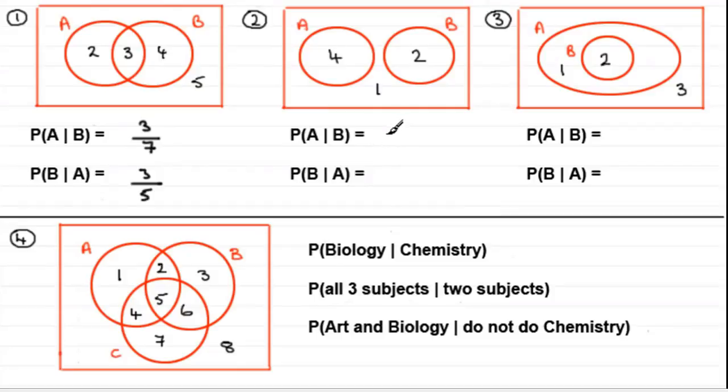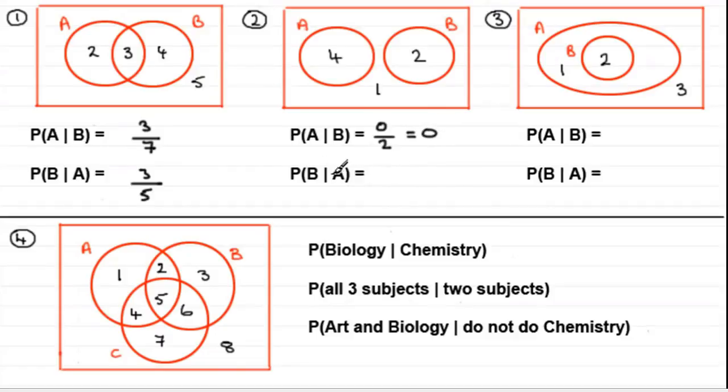Okay, well, if you did pause the video and have a go, let's just see if you've got these ones right. Probability that someone does art, given that they do biology. Well, we know they do biology, so that's out of 2 people. But how many people do art of these biology people? Well, it's none of them. So it's none do art out of the 2 people doing biology. And that clearly is 0.